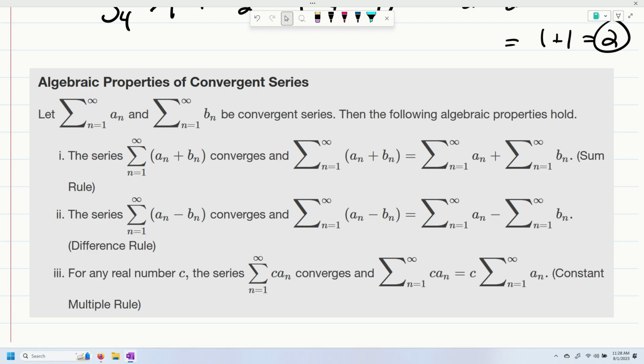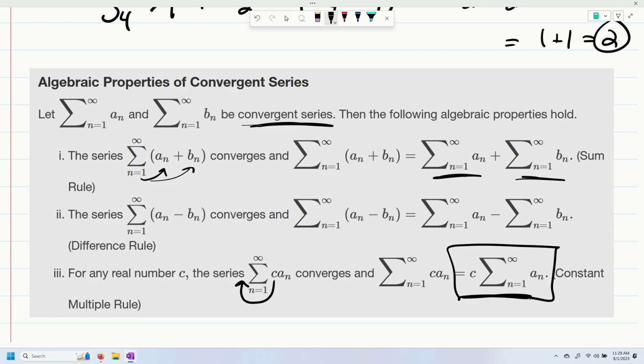Okay, and here are the algebraic properties of convergent series. Basically, how you want to look at this is you have two infinite series, a sub n and b sub n, and they're both convergent. So if they're both convergent, then the following algebraic properties hold. You can distribute the series if you want. That's what we get down here. You can take a constant and move it out front. That's what we get right here. And then part 2 is just an extension of part 1. It's just add or subtract. That's it.